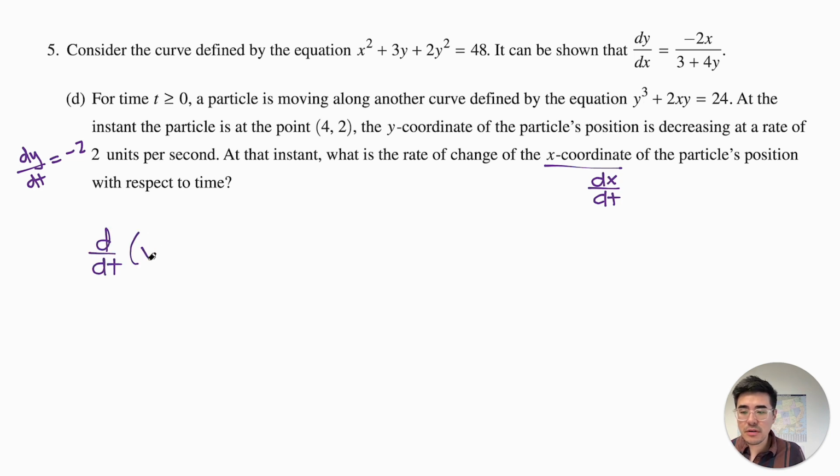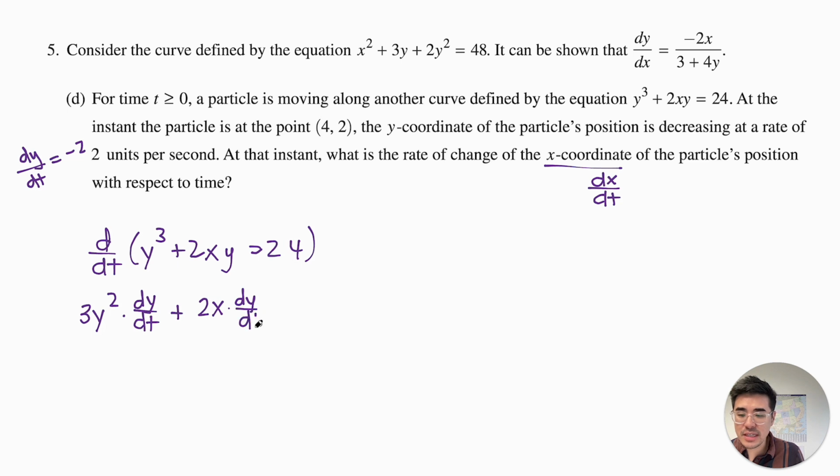d/dt of y cubed plus 2xy is equal to 24. Then the derivative of y cubed is 3y squared times dy/dt. For this one we're going to need to use the product rule, so it's going to be the first, 2x, times the derivative of the second, the derivative of y is dy/dt, plus the derivative of the first, 2 dx/dt, times y. And do not forget that the derivative of the constant on the right side is equal to 0.